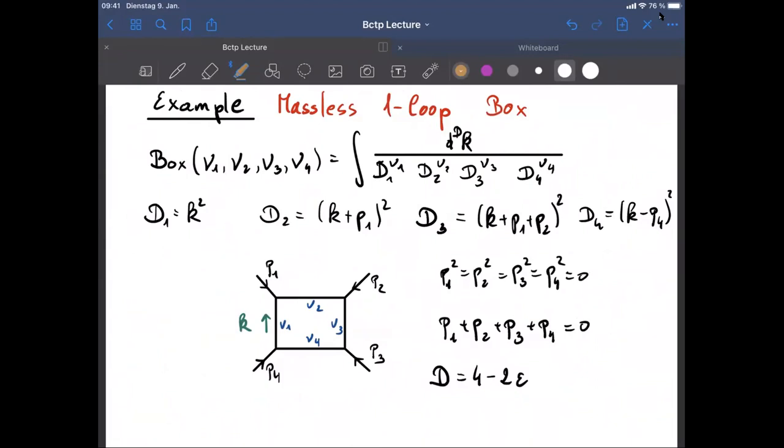Completely massless. So all propagators have zero mass. All lines are massless, and also the external legs are all massless, just to simplify the discussion. Momentum is conserved, and I do it in 4 minus 2 epsilon dimensions. I do dimensional regularization. And I have four exponents because there are four propagators. The nu's are integers. And so now I have a four-dimensional lattice. So this is already something I can no longer visualize, because I would need four dimensions.